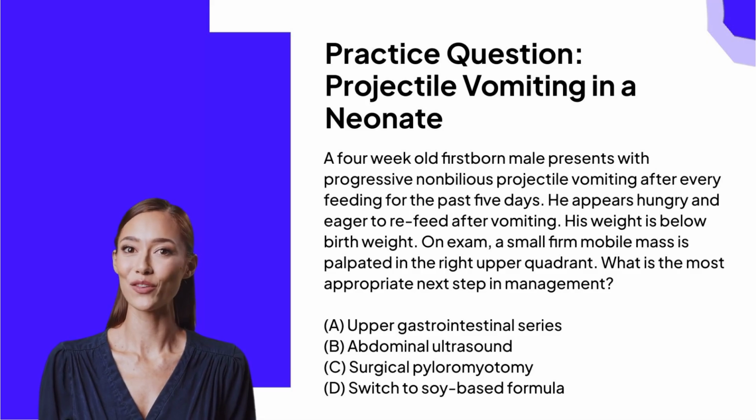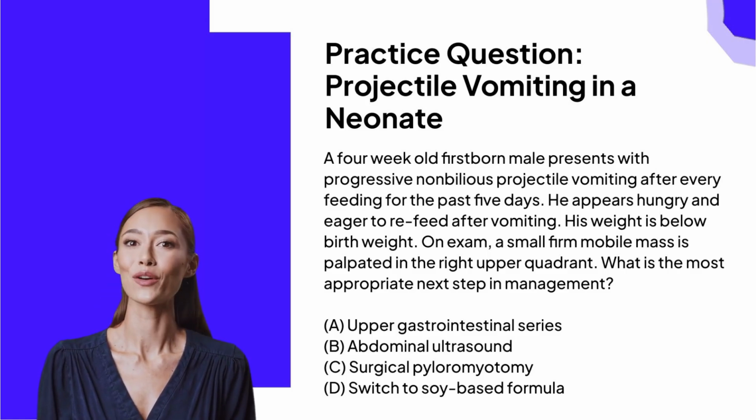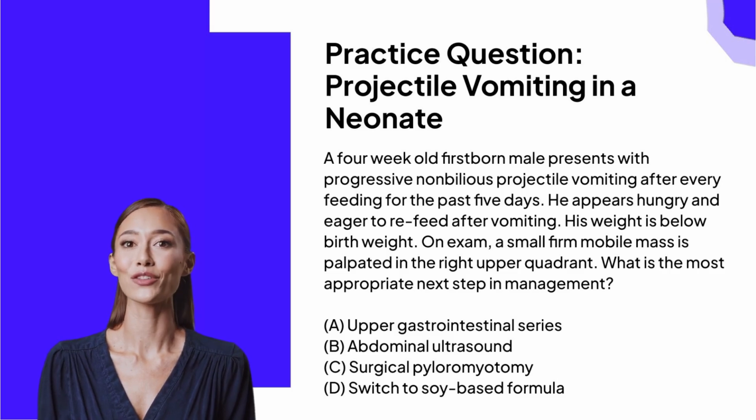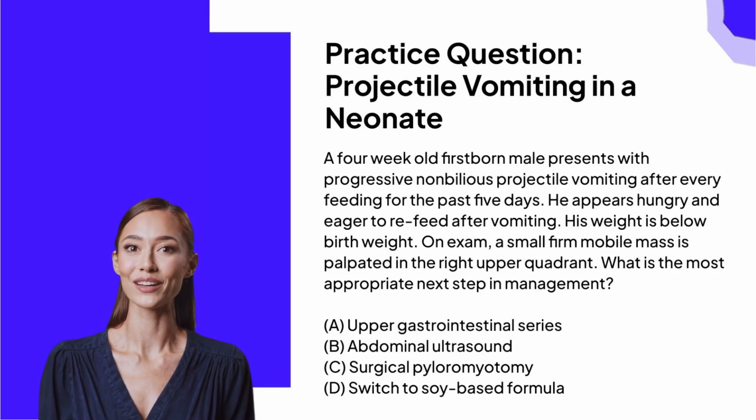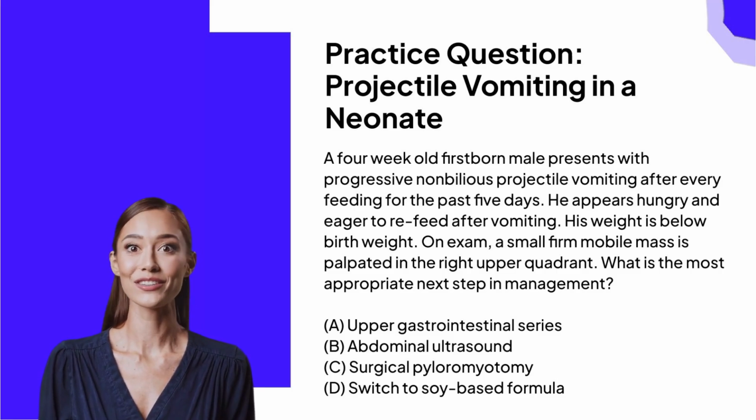We have a 4-week-old firstborn male with 5 days of progressive non-bilious projectile vomiting after every feeding. He is hungry and eager to refeed after vomiting. His weight is below birth weight, indicating failure to thrive. On exam, a small firm mobile mass is palpated in the right upper quadrant. The question asks for the most appropriate next step.